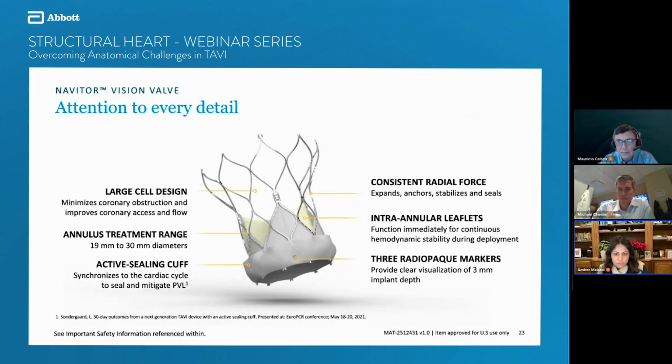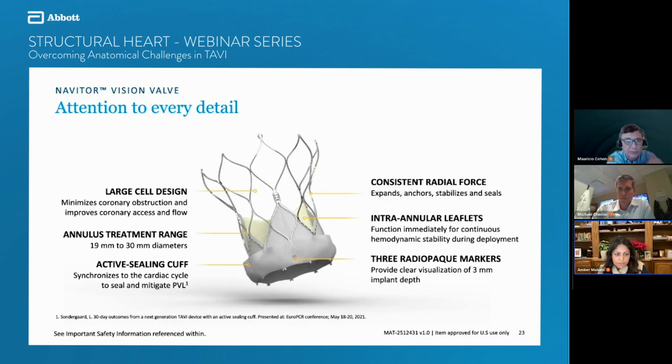These leaflets are intraannular leaflets. And so we really do see patients' hemodynamics not change significantly during valve deployment. Or, depending on how rapid you're pacing, they quickly bounce back after pacing stops, just because the valve is fully functional when it gets to that 80% mark.